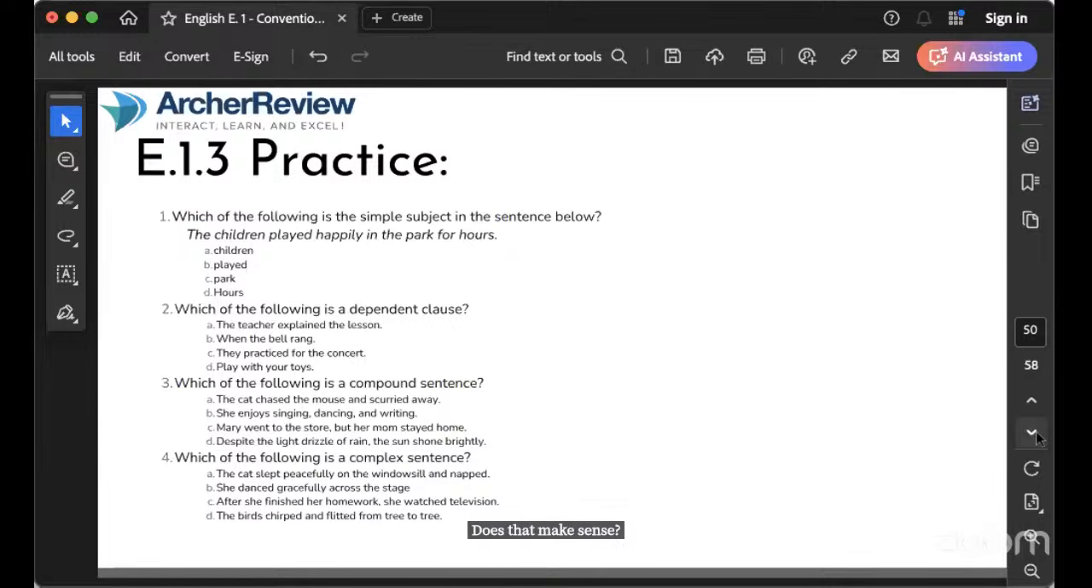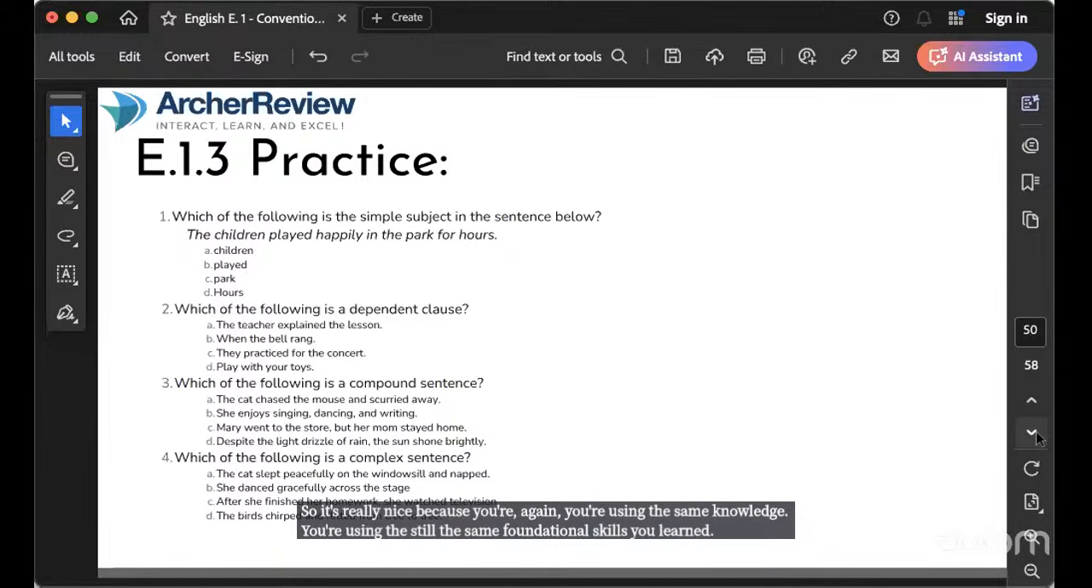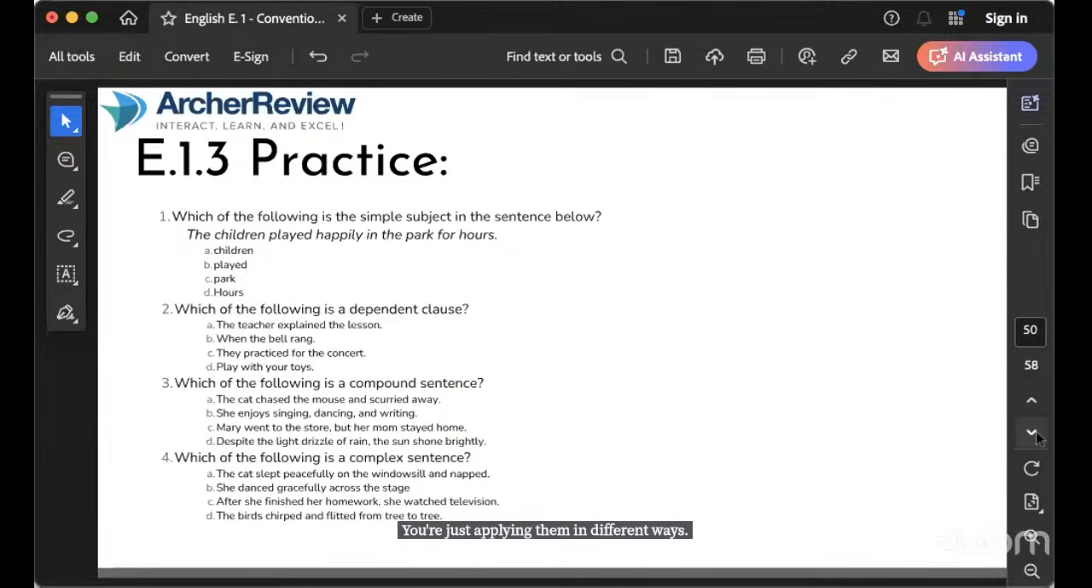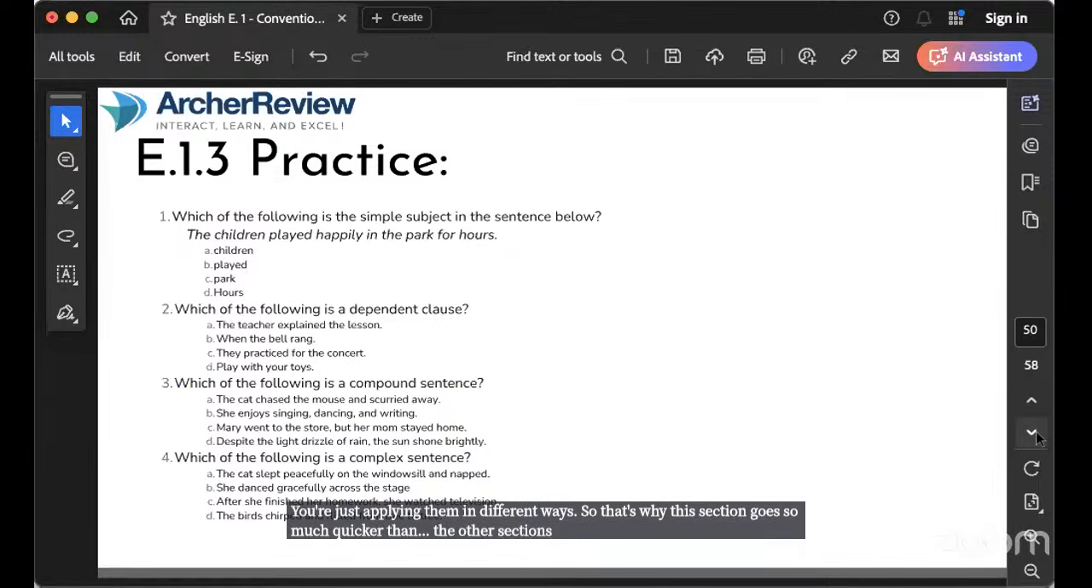So it's really nice because you're using the same knowledge, the same foundational skills you learned, you're just applying them in different ways. That's why this section goes so much quicker than the other sections, because we've already talked about the bulk of it.